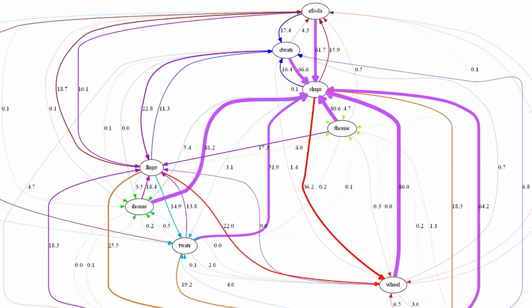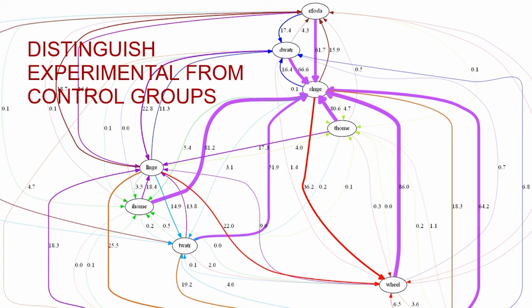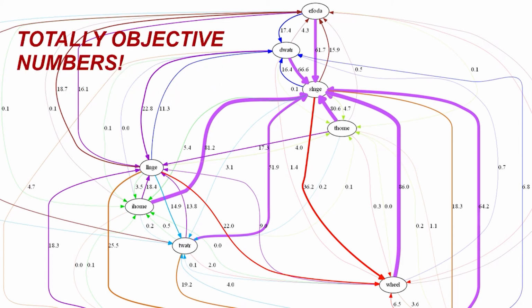So here's a blow-up, and this gives you some uniquely detailed insight into the mind of the mouse, which would allow you, for example, to distinguish in an objective numerical fashion between control and experimental groups, between wild type and knockout, and what have you. Again, these are totally objective numbers that you can take to the bank and use with confidence.